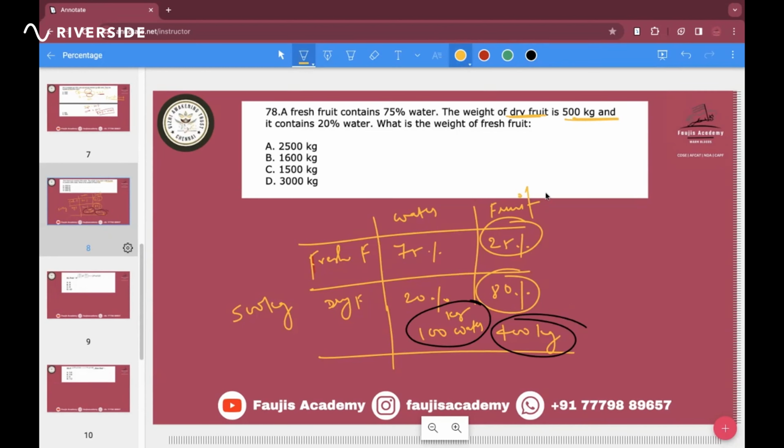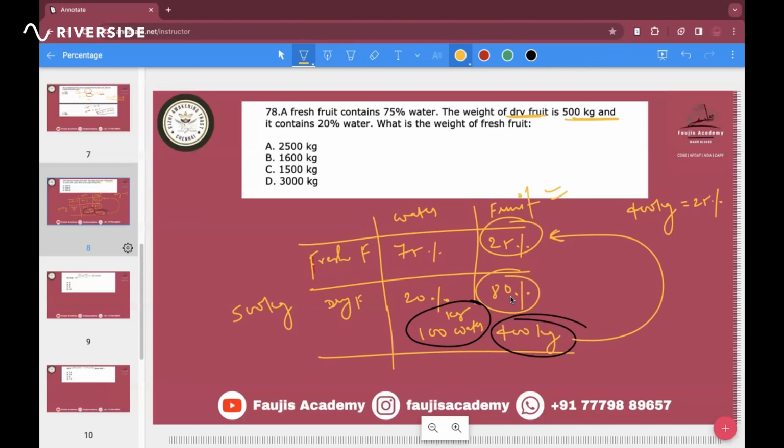400 kg of actual fruit will be there. Now, in this fresh fruit, this 400 is equal to what? This 400 kg is equal to what? 25%? Am I right or wrong? Anybody who did not get it, please tell me. I don't mind telling you again and again. I have got no ego with me.